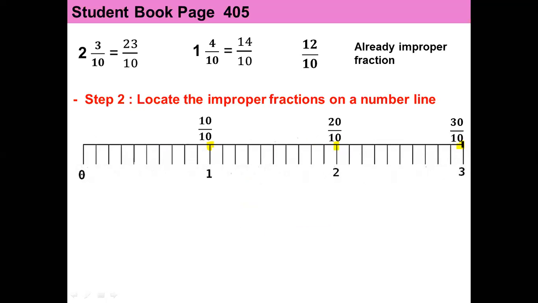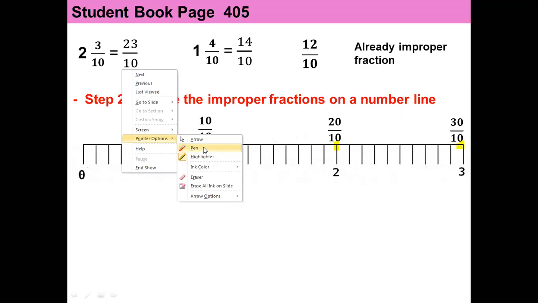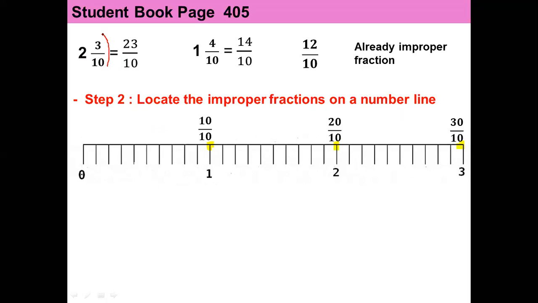Guys, so always we will divide it according to the denominator. Look at the first one. It's 2 and 3 over 10. Because the whole part in this fraction is 2, so this number is located in between 2 and 3. So after 2, I will count how many parts? I will count 3 parts. 1, 2, 3. So at this point, it will become 2 and 3 over 10.